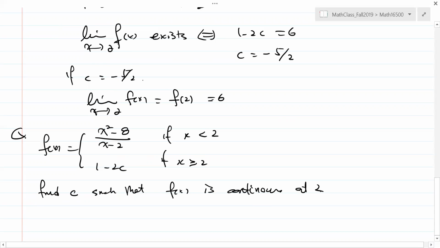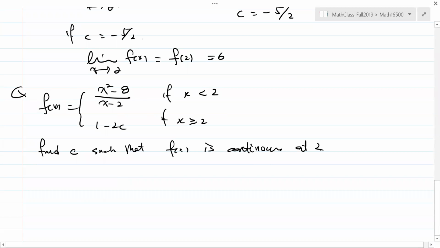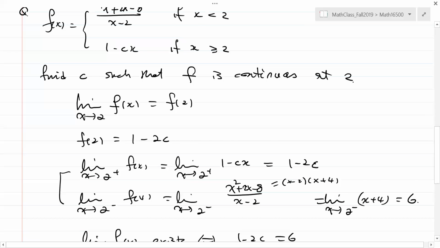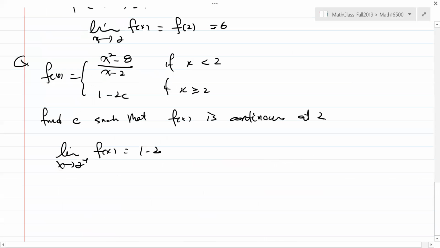Why? Why no solution? Because the limit as x approaches 2 from the right-hand side is going to be 1 minus 2c. This is cx, not 2x. Let me go back and look at the problem. Cx, sorry. Yeah, cx.